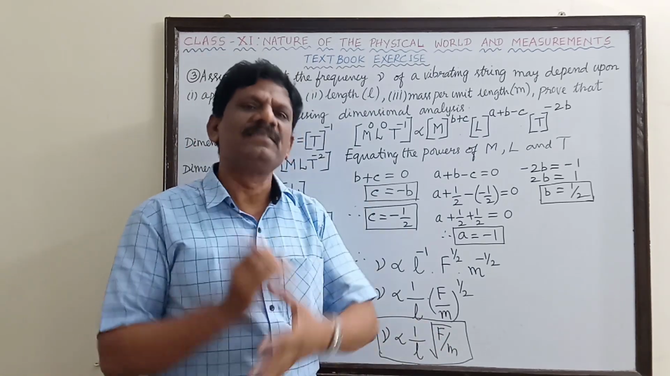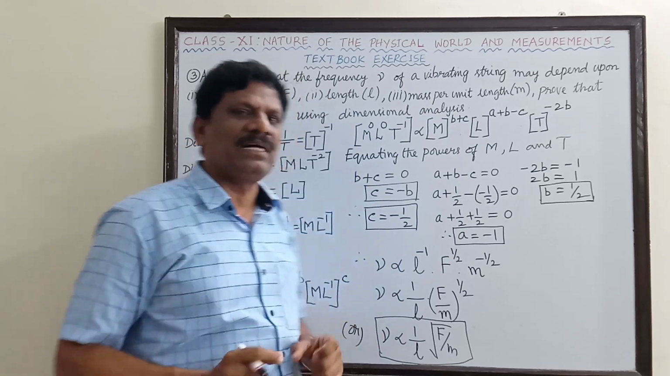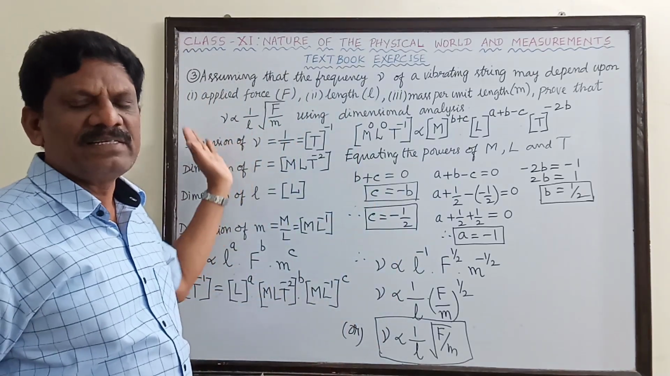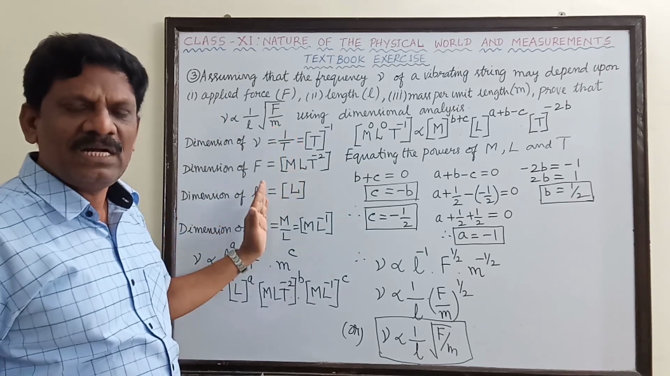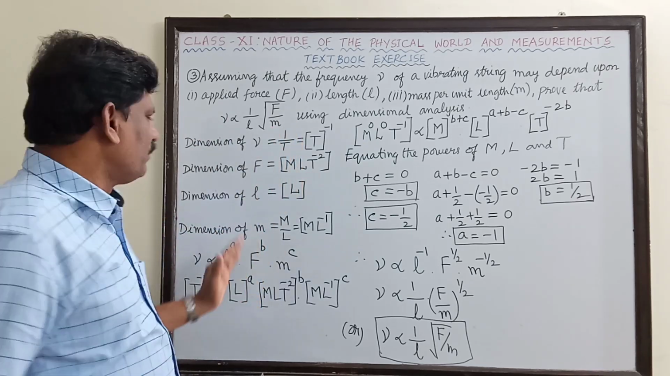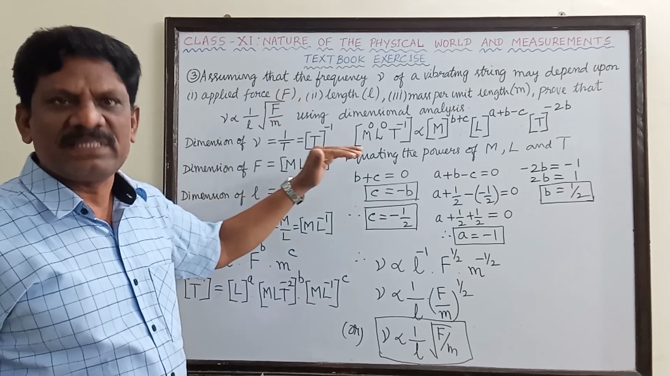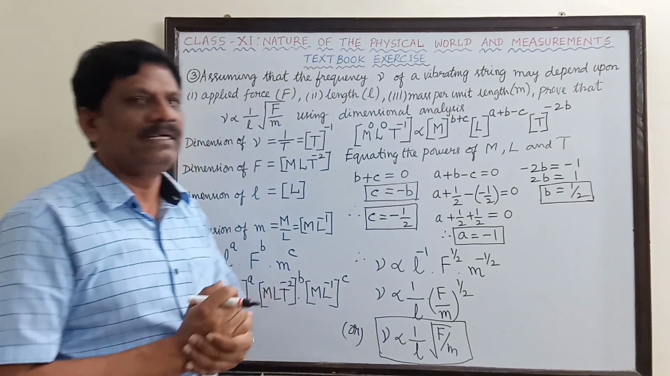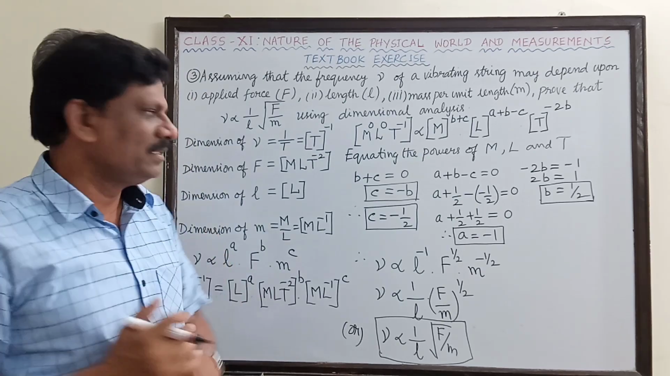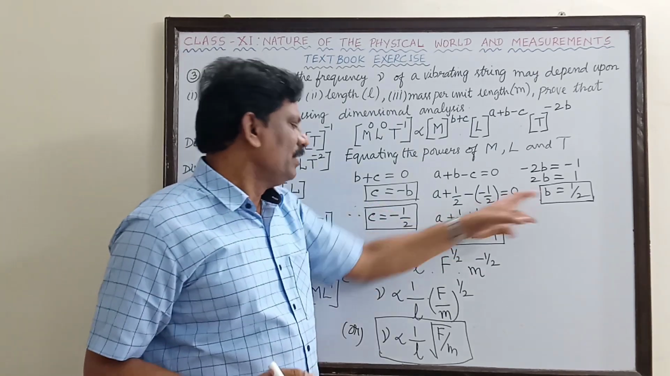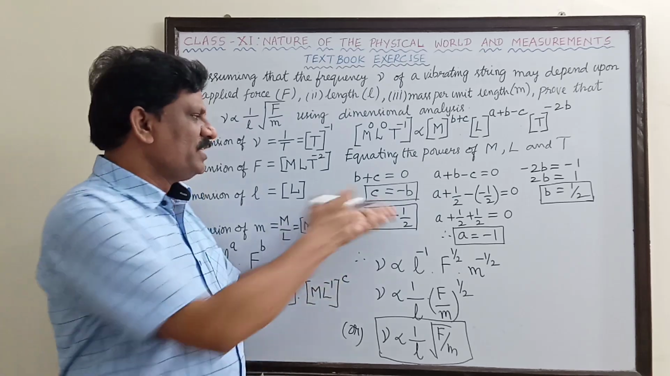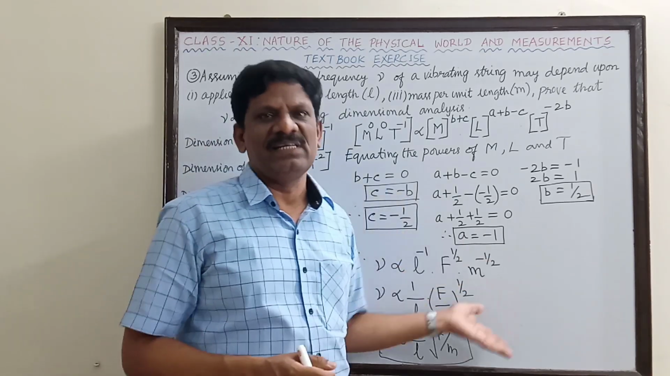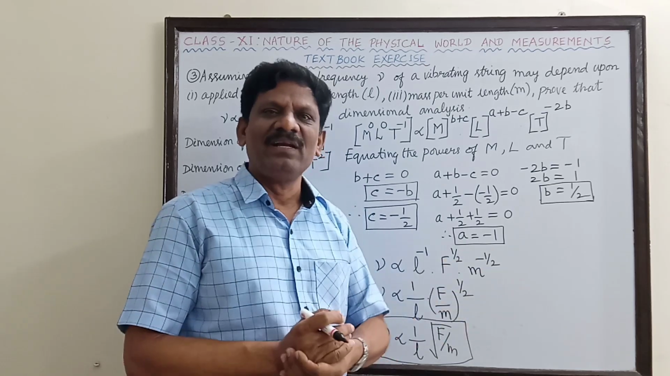So this is the way, step by step. First we started with writing the dimensions of all the quantities on the left hand side and the right hand side. That is the best method of learning. After that, substituting on both sides. Then equating the powers of M, L and T and getting the solution for the values of a, b and c. Then substituting in the main expression, you will get the required result. I hope you must have understood well. Fine.